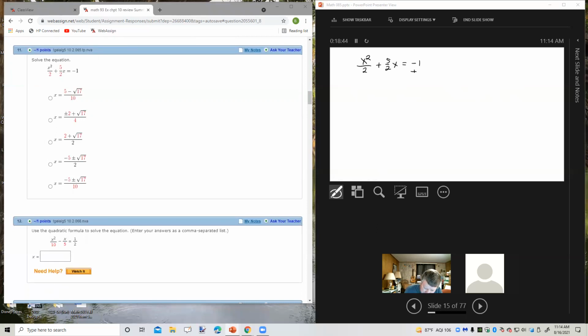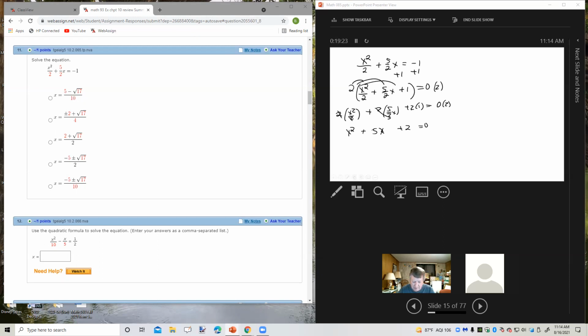Okay, first thing I'm going to do is add 1 to both sides of the equation so that it's in standard form. Then I'm going to multiply both sides of the equation by 2 in order to clear the fractions. So I've got 2 times the quantity x squared over 2 plus 2 times the quantity 5/2 x plus 2 times the quantity 1 equals 0 times 2. So now going across and simplifying and reducing, we get x squared plus 5x plus 2 equals 0. So that gives us a equals 1, b equals 5, c equals 2.